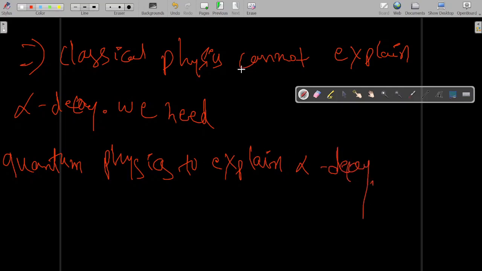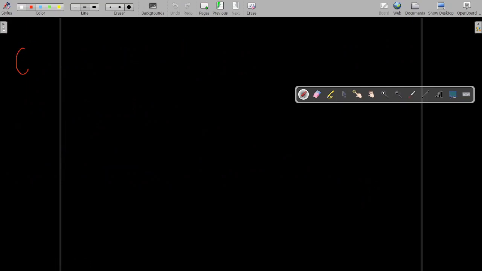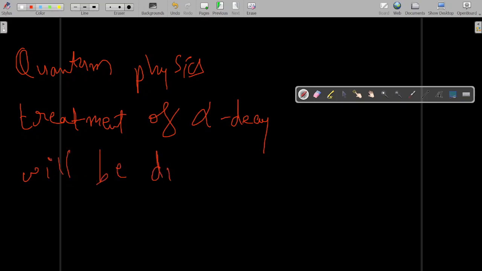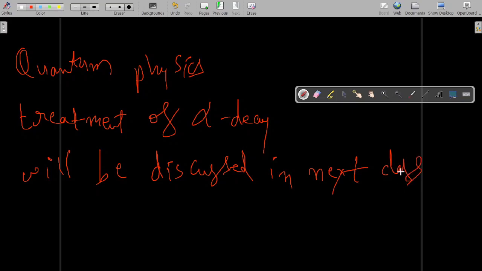So the quantum mechanical treatment of alpha decay will be discussed in the next class.